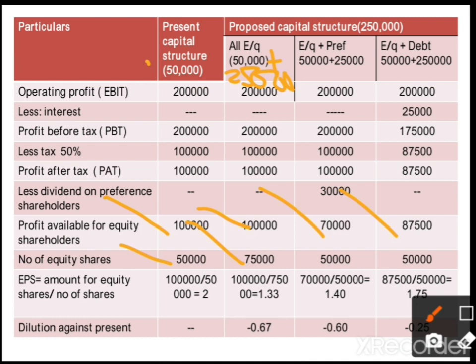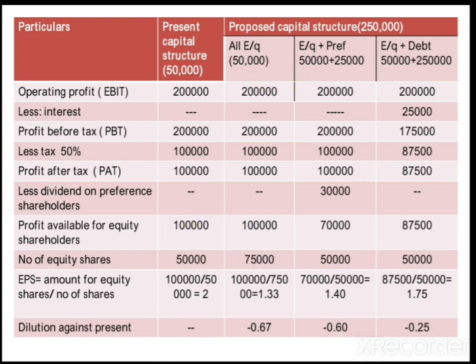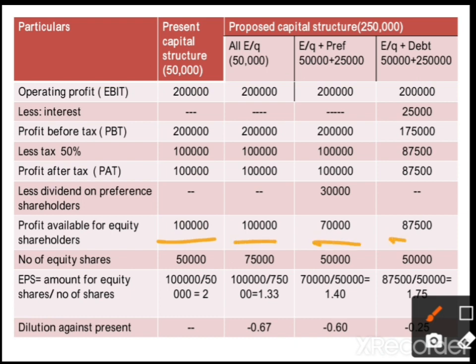In the second plan, old is 50,000 equity shares, but 25 is preference shares. What we want is only equity shares. In plan 2 we have 50,000 equity shares. Is it clear? In plan 3 the equity shares are 50,000, the old 50,000, and the debenture of 2,50,000 is not equity shares. We need only equity shares, so it is 50,000. Profit divided directly by the number of shares, we get EPS of 2 rupees, 1.33, 1.40 and 1.75.